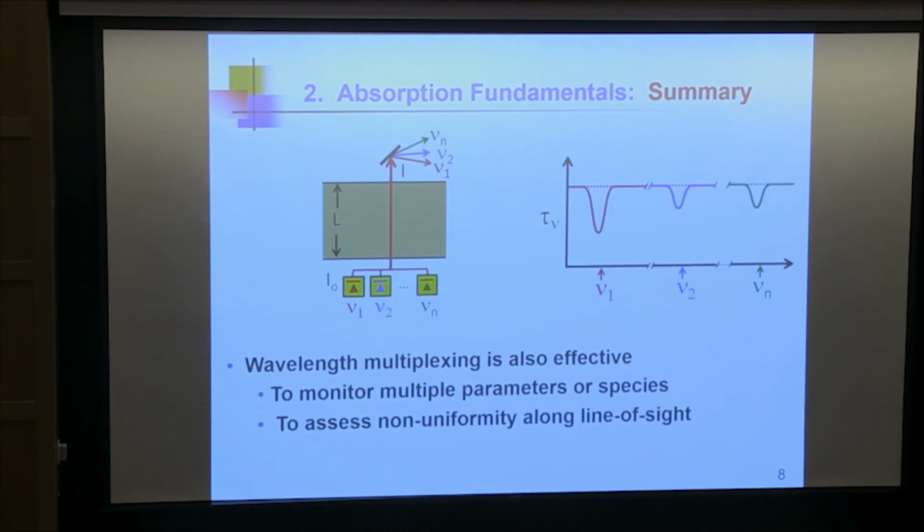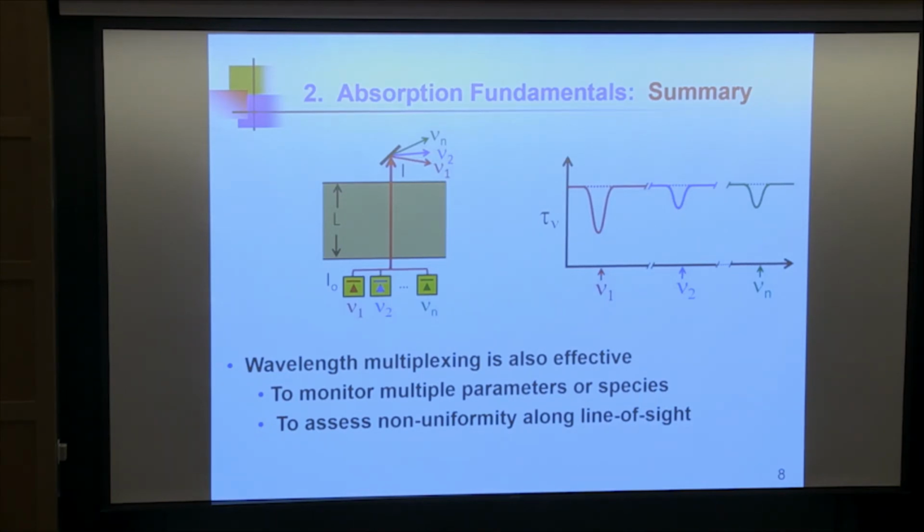One interesting thing is the usual question you get when you present absorption to people who do combustion is they'll say, well, how do you deal with the non-uniformities along the line of sight? Can you ever do turbulence? No, we can't do turbulence. We can't get millimeter spatial resolution because we have a path integral.